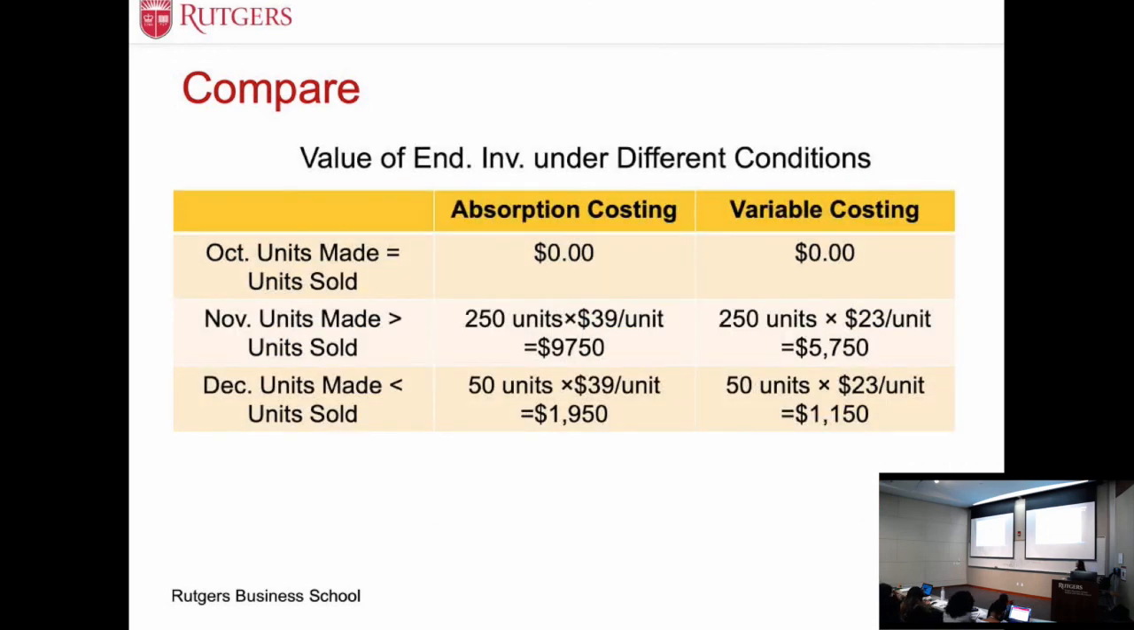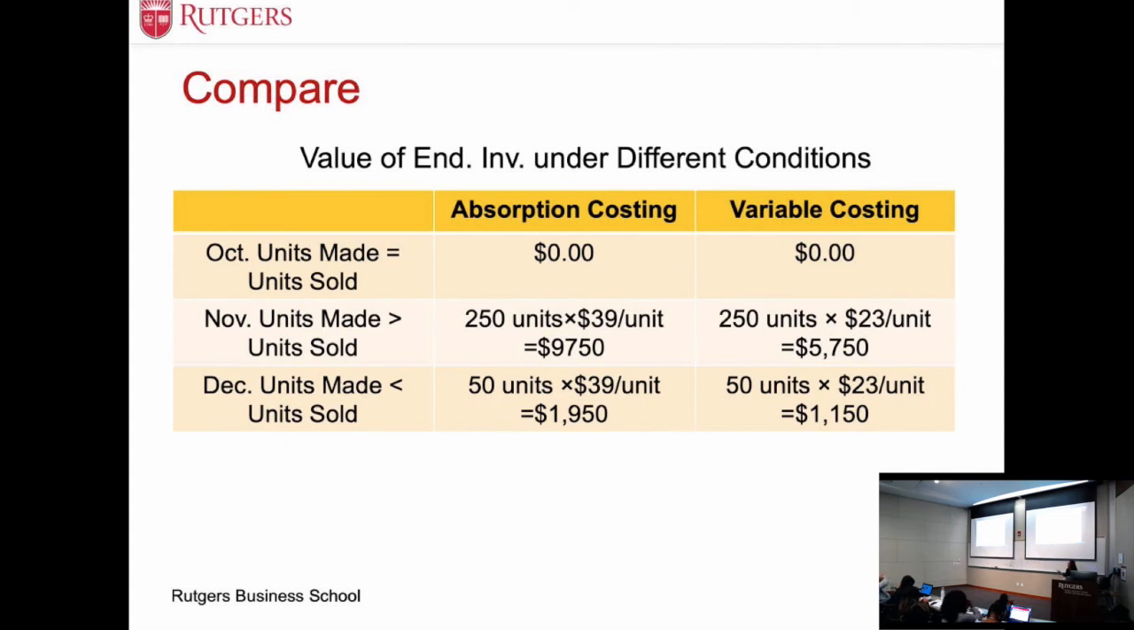So here, this table is comparing the value of the ending balance under different conditions. In October, when we made the same amount as we sold, we do not have any ending balance, so the value is just 0. And in November, because we produced 1,250 and we sold 1,000, we have 250 units left.